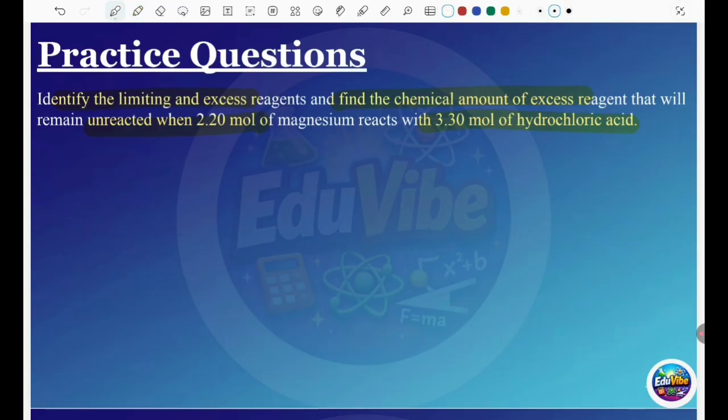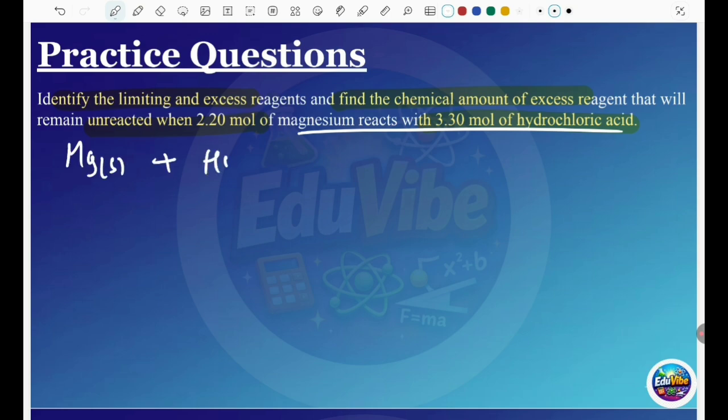For this, we have to first write the equation. So the magnesium reacts with the hydrochloric acid, which is Mg solid, it reacts with HCl aqueous, and we will get MgCl2.